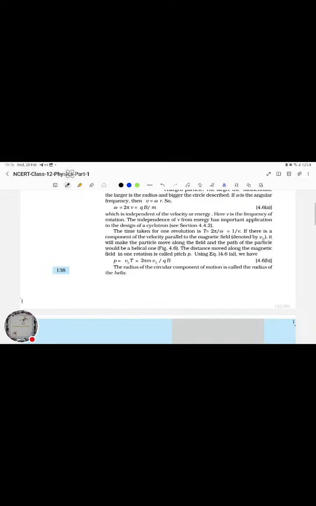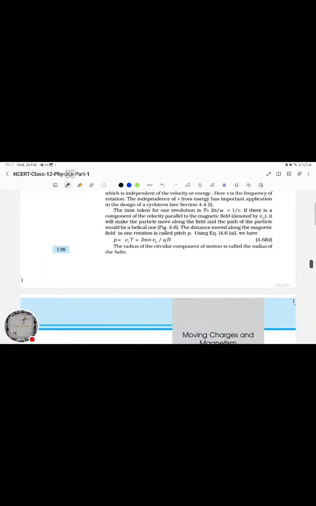2 pi m by qB will be my time period, and that multiplied by the velocity will give me the amount of distance that it has traveled. And for one time period revolution, the amount of distance it has traveled is what we call the pitch. So the radius of the circular component of motion is called the radius of the helix.